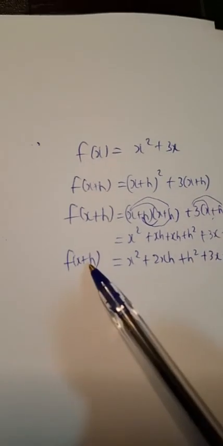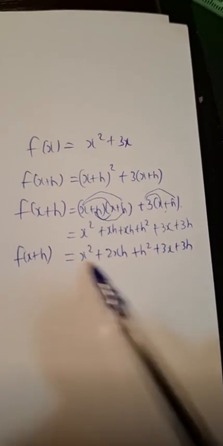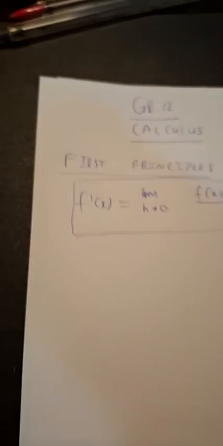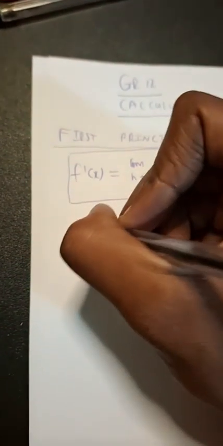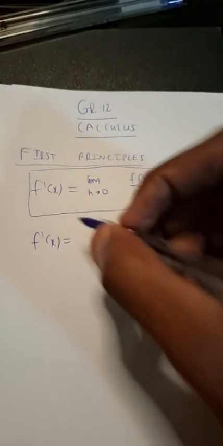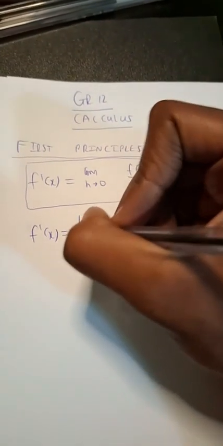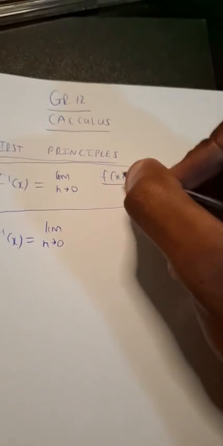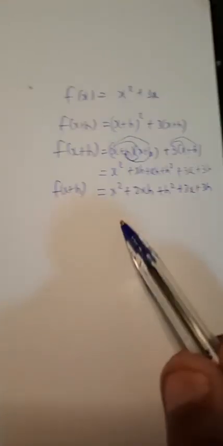You can also take your f of x plus h, the expression, and go and plug it in where f of x plus h is. So that's what we are now going to do. Now we return back to our first principles formula, f of x plus h, the limit as h approaches 0, where f of x plus h is.